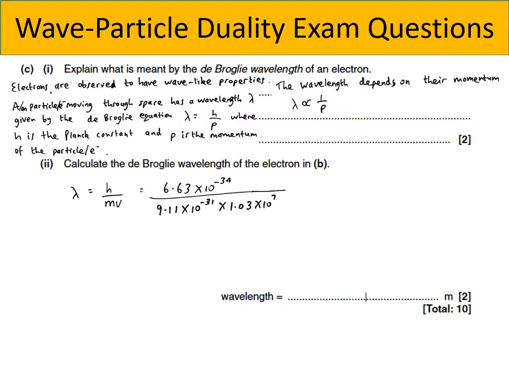So lambda, the de Broglie wavelength, is equal to 6.63 times 10 to the power minus 34 divided by 9.11 times 10 to the power minus 31 multiplied by the value calculated in part B for the velocity, which is 1.03 times 10 to the power 7. That gives you a value for the wavelength of 7.09 times 10 to the power minus 11, which we can write as 7.1 times 10 to the power minus 11 meters. Okay, there we go.